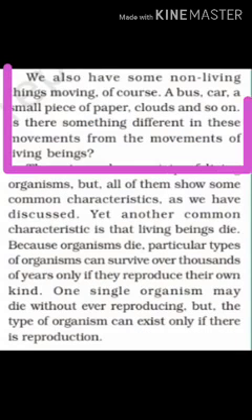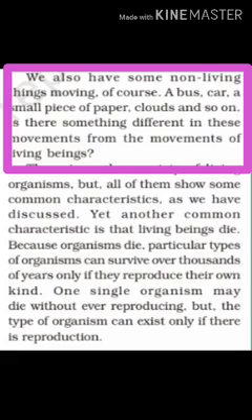We have also seen some of the non-living things moving. You must have seen a bus or car or train moving. Kite, you must have seen it flying. Fan moves, clouds move, but are they living? No, they are non-living things. And they are non-living, so they cannot move on their own. Someone has to move them.